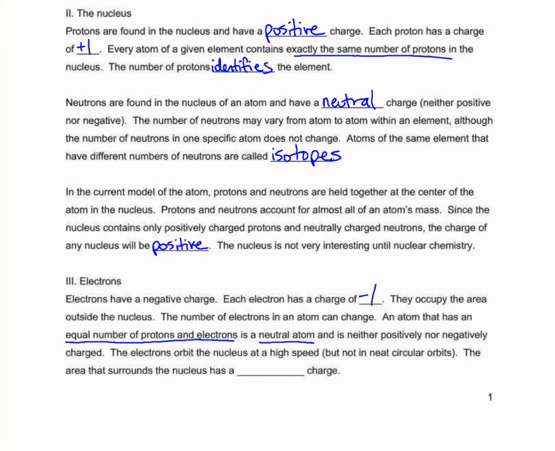The electrons orbit the nucleus, and they do it at a very high speed. It's not in neat, nice circular orbits like drawings of atoms might make us think. It's not quite like the solar system. It's this really messy area where the electrons are moving very fast. The area that is surrounding the nucleus has a negative charge.